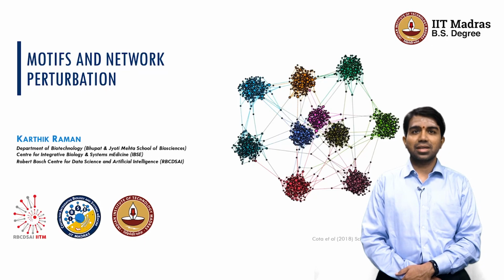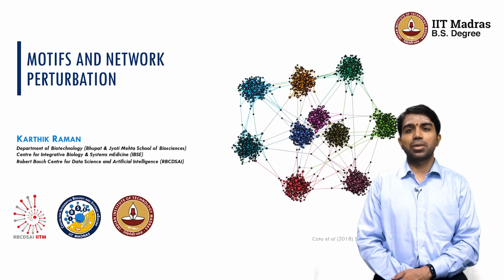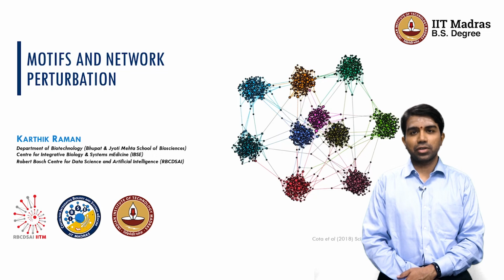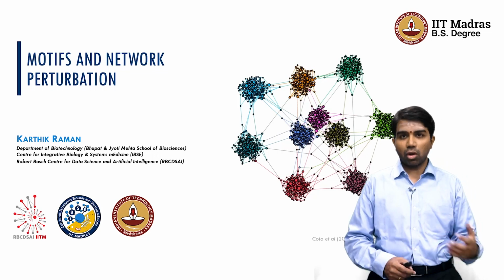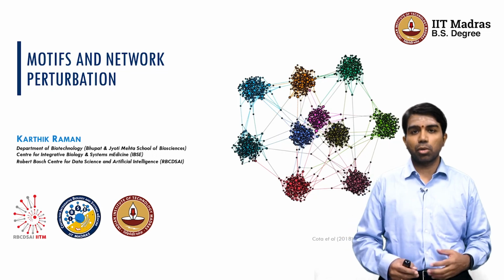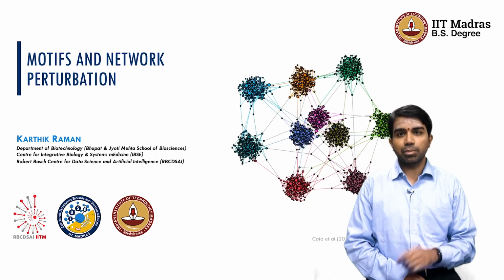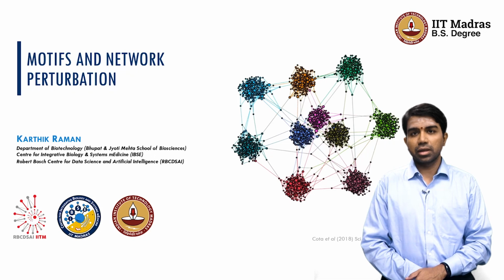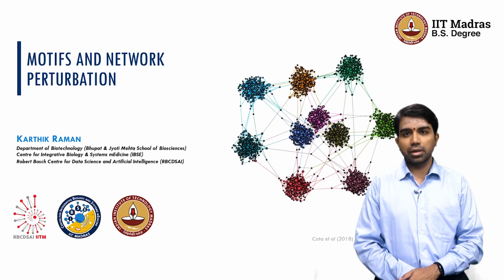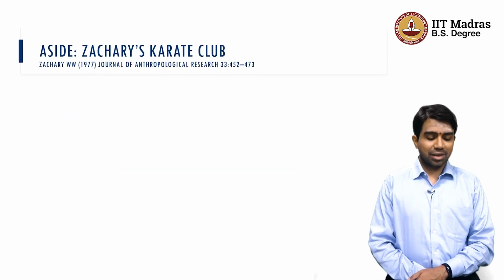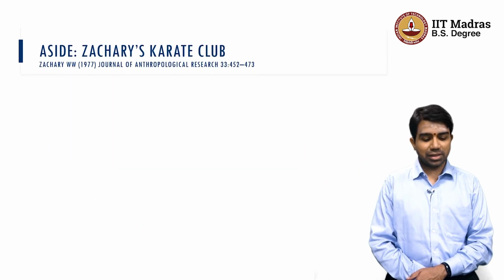Welcome back. Let's get started with motifs and network perturbations. These are a couple of very interesting concepts in the context of networks. We already looked at community detection yesterday and modularity and so on. I'll start with a simple example, just recapping one of the community detection problems that we looked at yesterday, Zachary's Karate Club. So let's look at a quick aside of Zachary's Karate Club.